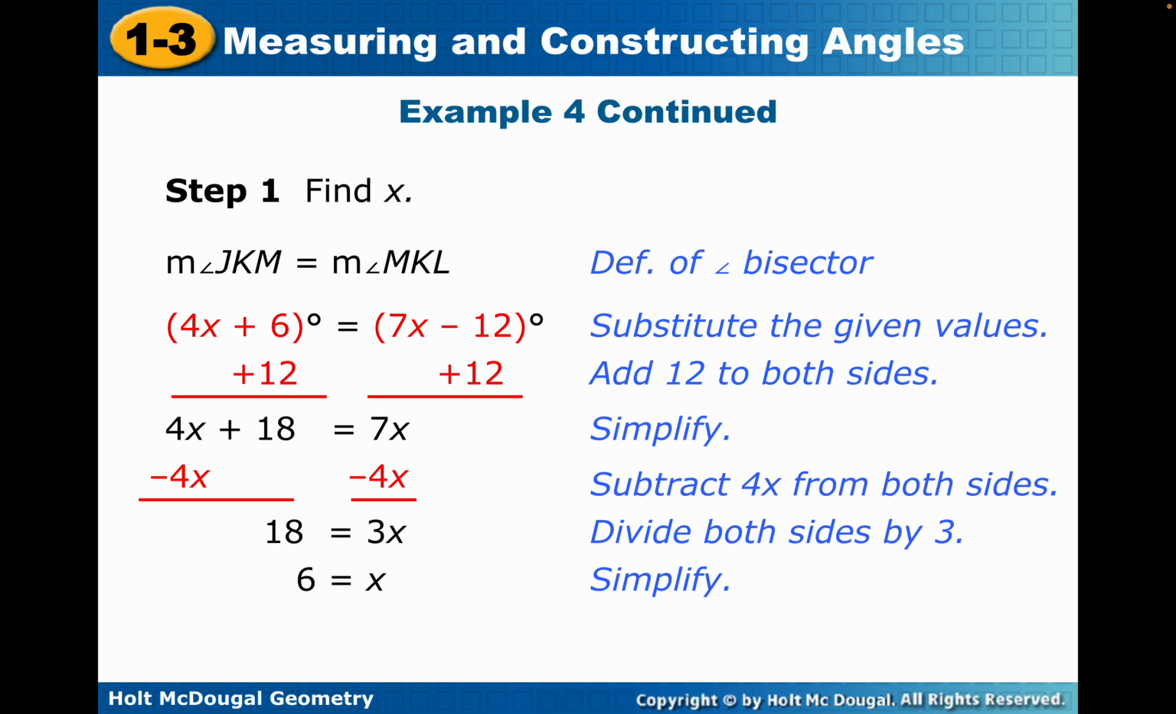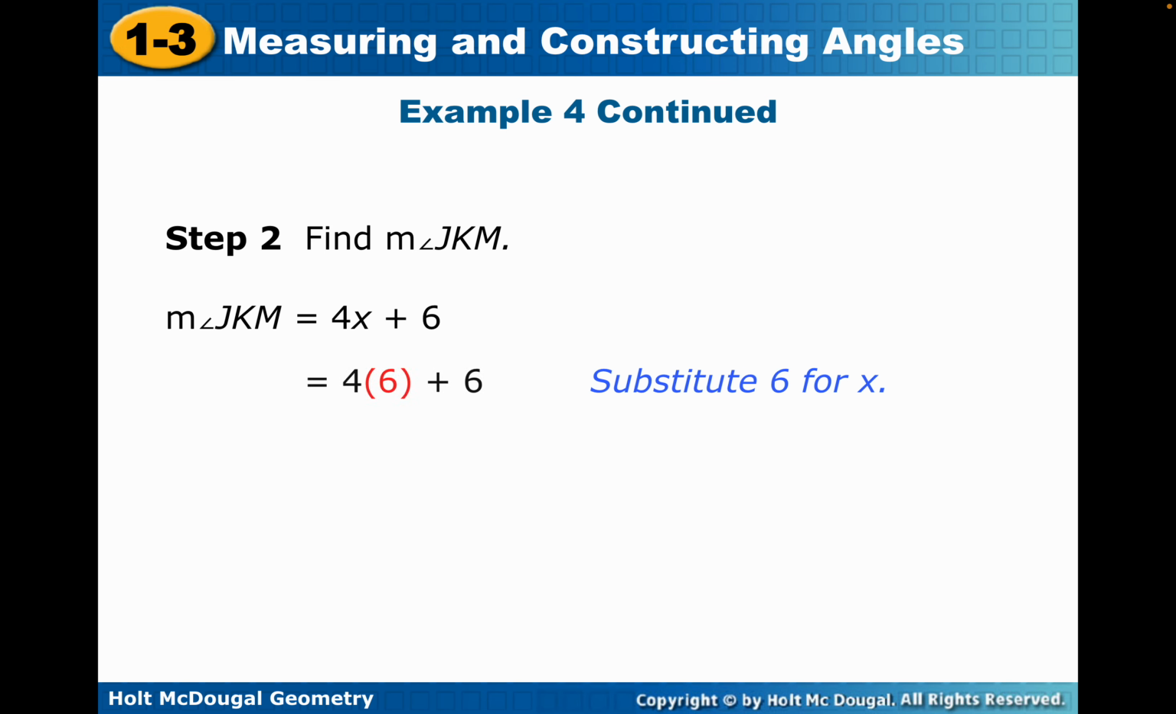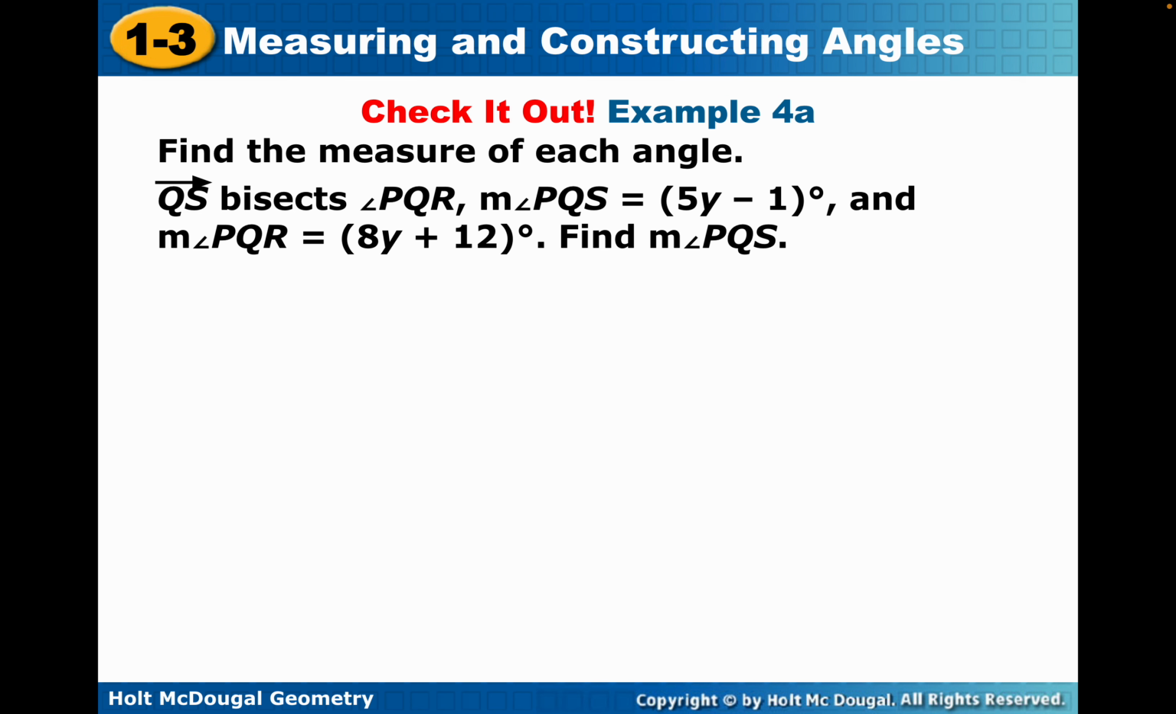So x equals 6. But if we go back, it doesn't tell us just to find x. We need to find the measure of angle JKM. So in order to do that, we're going to take JKM, which is 4x plus 6. We're going to substitute our 6 in, and that's going to give us 30 degrees. Okay. All right. Here's another one that you can look at.